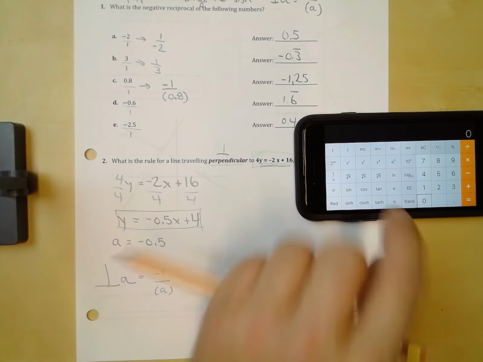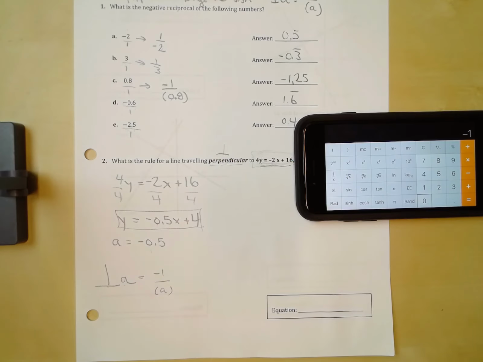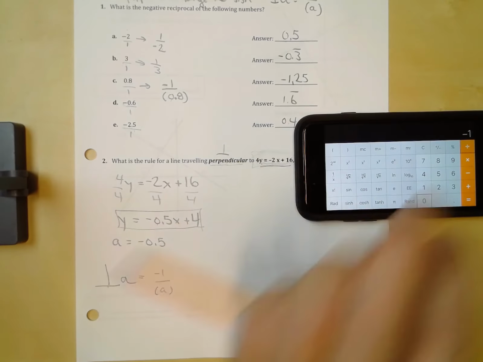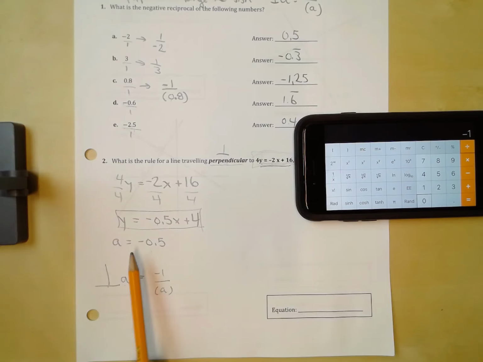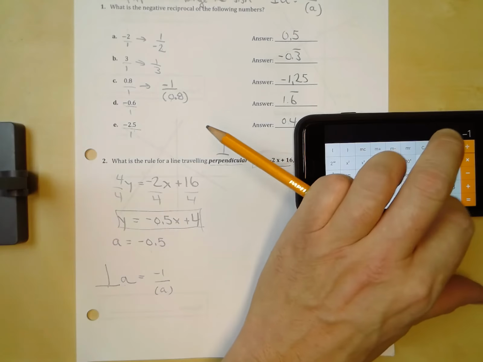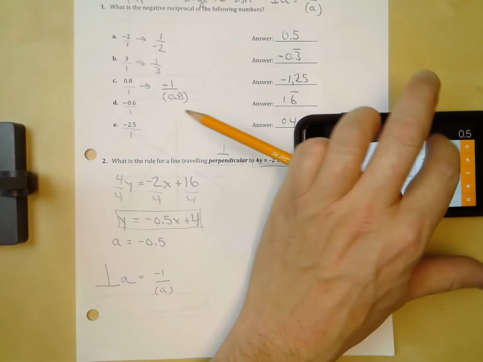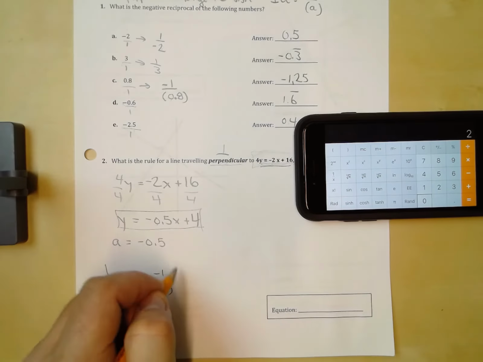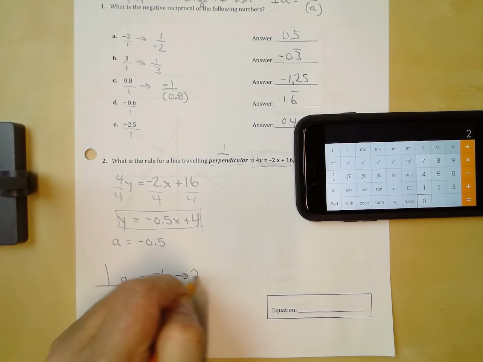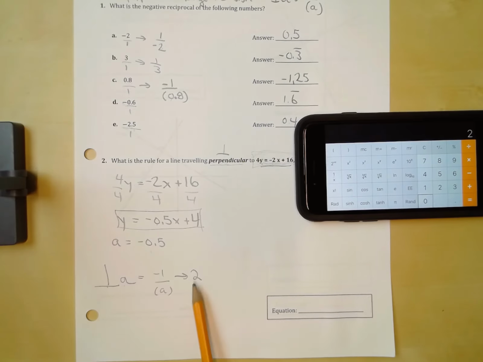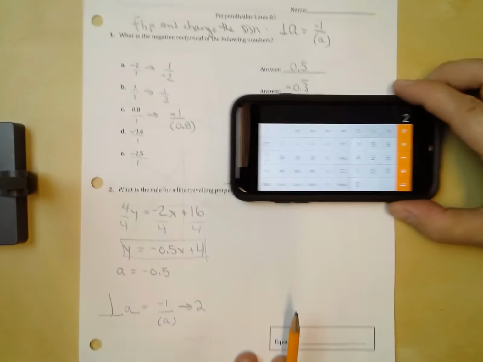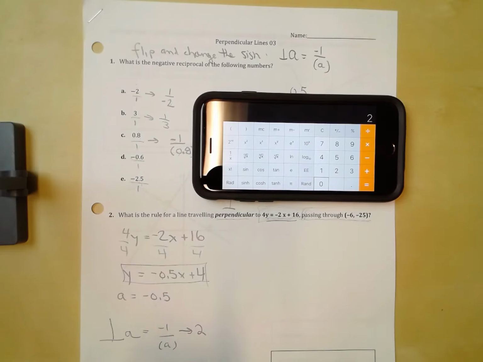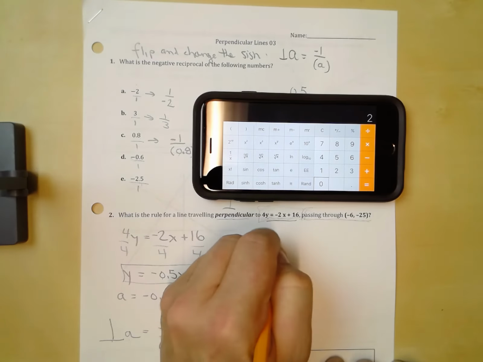So negative 1, just get my 1, negative, and then I'm going to divide that by open brackets. Now the a is negative 0.5, so 0.5 negative, close your brackets, and then hit equals, and you get positive 2. So the perpendicular a will be 2. So the a for my new line is 2. The a will be 2 for my new line.